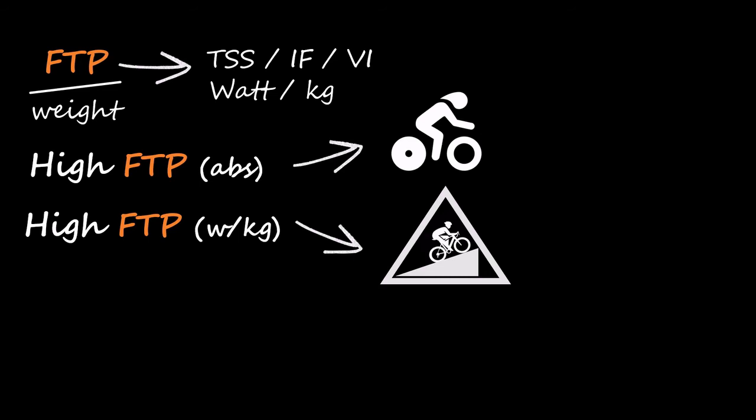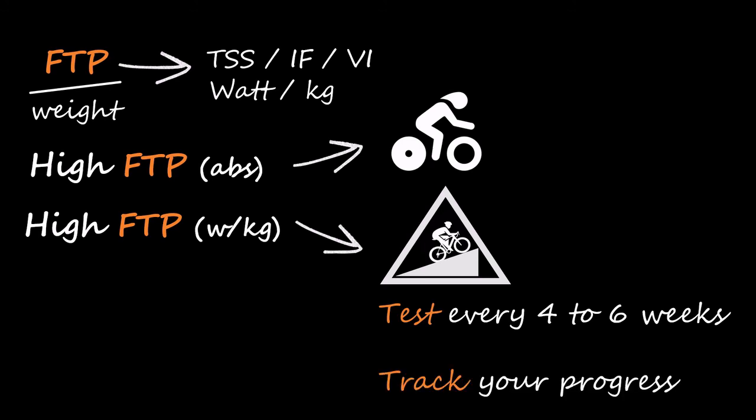So it's important that you test your FTP every 4 to 6 weeks so that you keep it up to date, because otherwise all of your other power-based metrics will not have the right value if you don't have the right FTP, and you might be training in the wrong way. So test this quite often, either with a field test or on Zwift, to have a good indication of where your form is. In that way, you can track your progress.